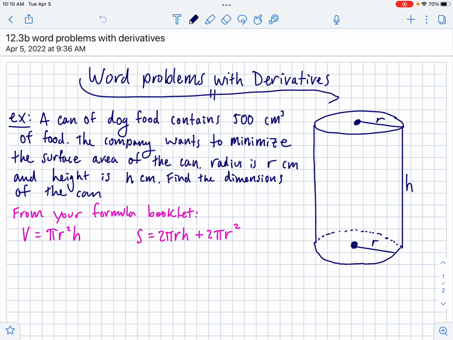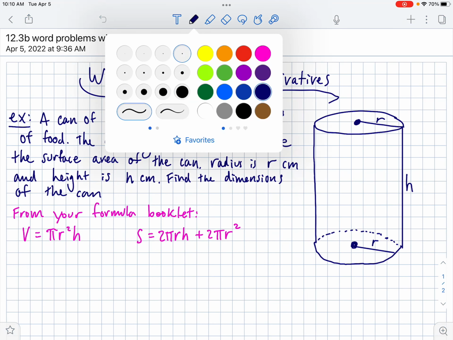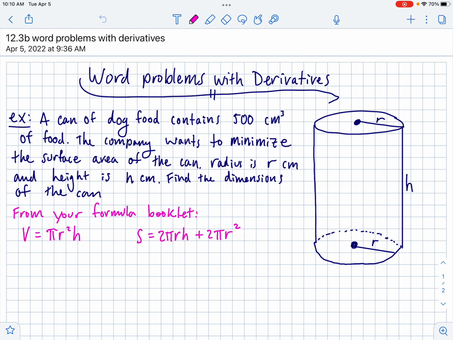All right, AI SL2 kids, we are nearing the end of our derivative unit, and today we're going to do a derivative word problem, since that's all your homework is word problems. Yay. Okay, we're doing a dog food problem. A can of dog food contains 500 centimeters cubed of food, so that's a volume right there.